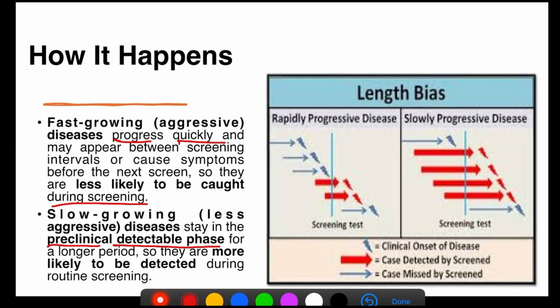As we can see in this picture, during the screening test, in the case of slowly progressive disease, we are able to detect more cases. While if the disease is rapidly progressive, the disease is symptomatic before the screening test, and we are likely to detect fewer cases at the time of screening.